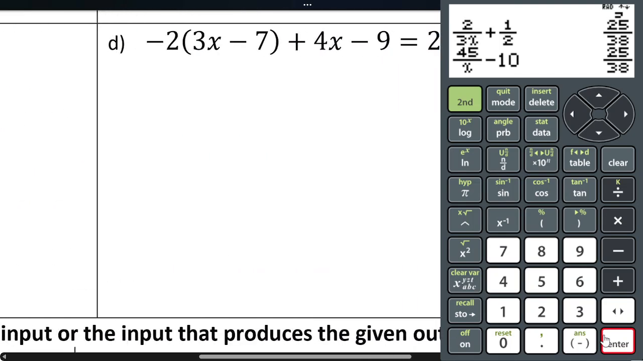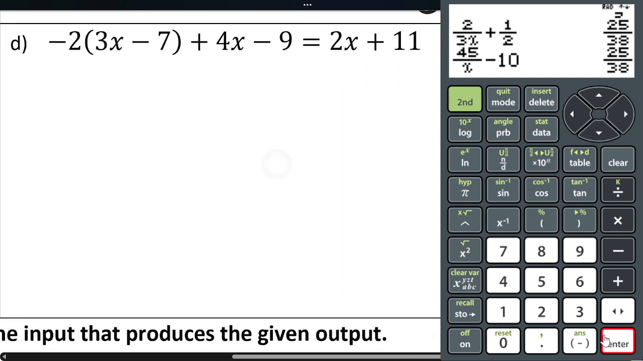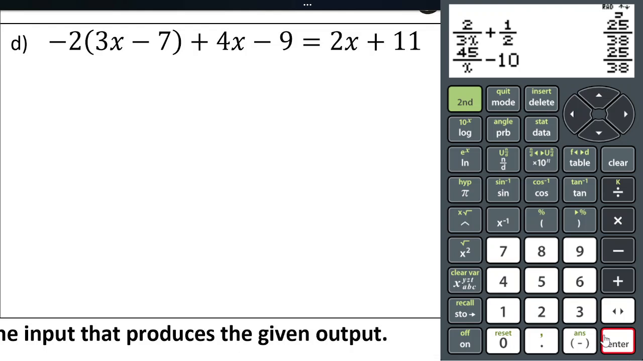Last question in this group is D. And I think this one's given us a bit of a break. This looks like it's the easiest of the 4. I'm going to distribute this -2 to both of these terms, right? There's 2 terms inside the parentheses. When I distribute it, I get a -6x. And when I distribute that -2 to the -7, I get plus the number 14. And then I have plus 4x minus 9 is the same as 2x plus 11.